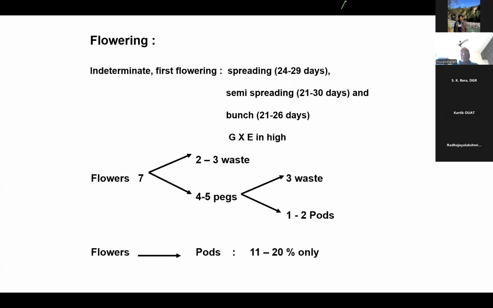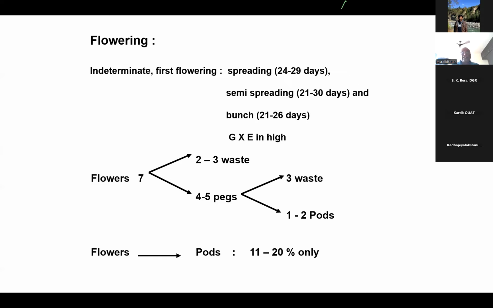If you see, the pegs have small hair-like projections, rootlets, above the ovary. That is the tip. So it immediately takes up that gypsum and nourishes the developing embryo. That's why we give gypsum at that particular time. Because from flower to pods, it is only 11 to 20%.